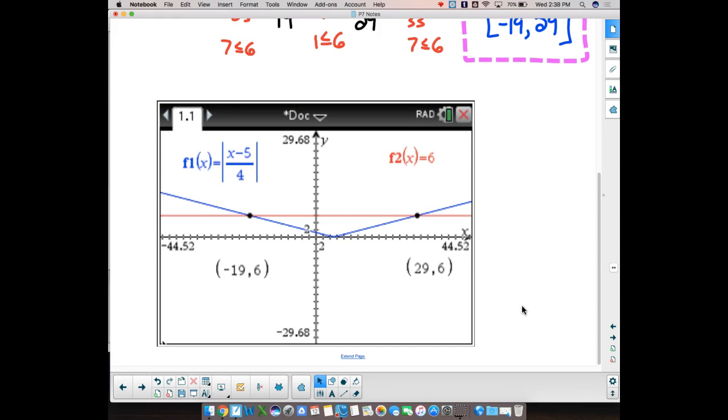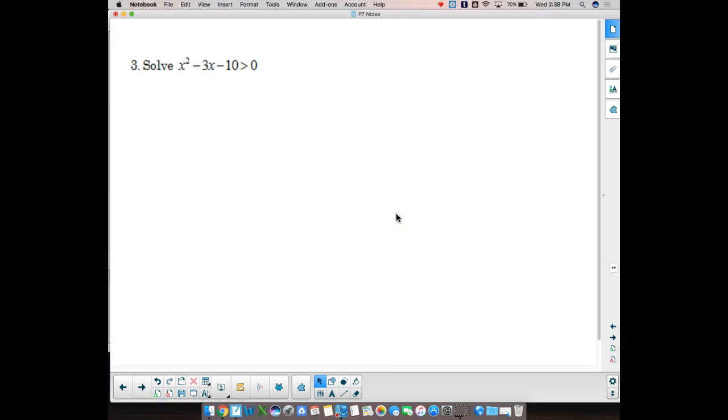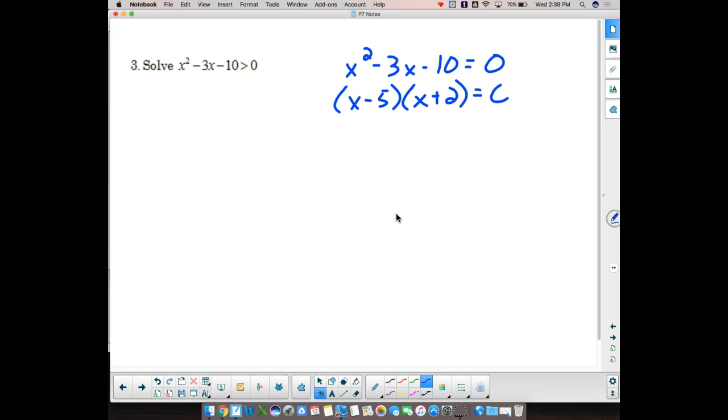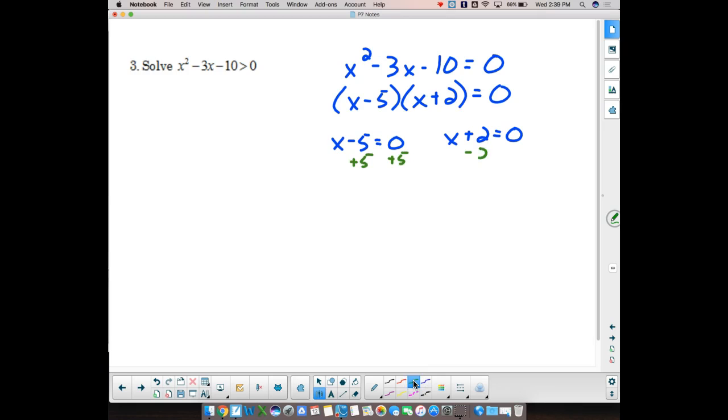Because I wanted to know where it was less than, I'm looking for where blue is below red. Okay? Next, since it's equal to 0, I can't really go negative 0 and positive 0, so I'm just going to go x squared minus 3x minus 10 equals 0. That factors to be x minus 5 and x plus 2. So x minus 5 equals 0, and x plus 2 equals 0. Then I add 5 and subtract 2, so x here has to be 5, and x here has to be negative 2.